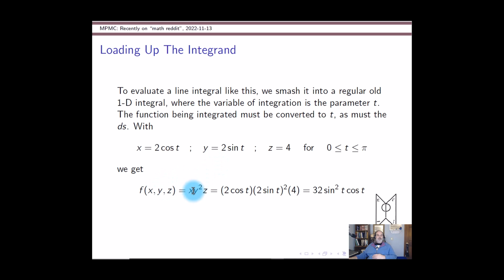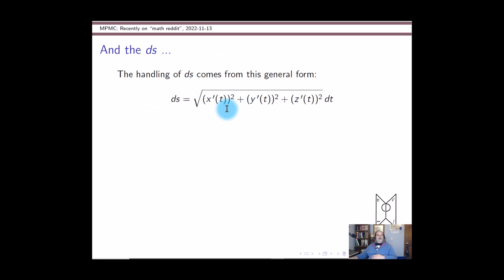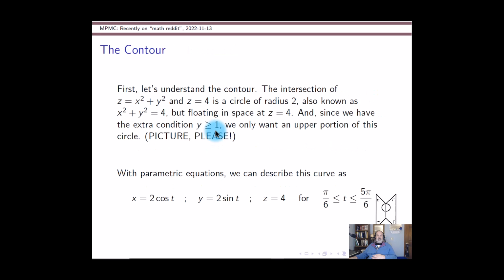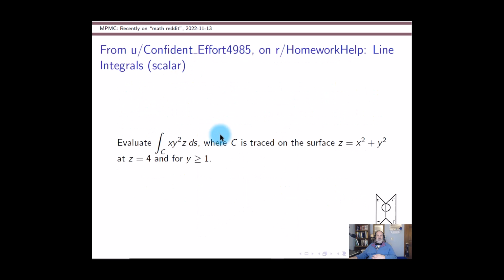But the function that's being integrated, x, y squared, z, we put in the recipe for x, we put in the recipe for y, and we put in the recipe for z, and then shake it all out, and we end up with 32 sine squared t cosine t. Now, let me go back to where I put it. Okay, so we're building this contour integral.